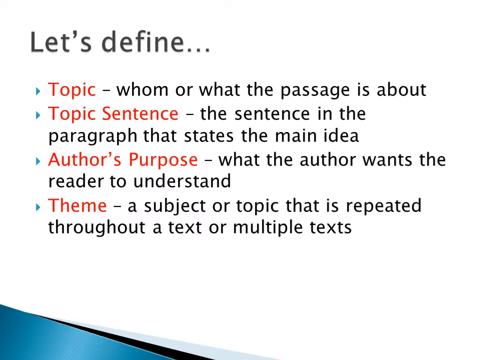Let's try to define the following vocabulary words for better comprehension of our topic today. Number 1, topic: whom or what the passage is about. Topic sentence is the sentence in the paragraph that states the main idea. Author's purpose: what the author wants the reader to understand. And lastly, the theme, which is a subject or topic that is repeated throughout the text or multiple texts.